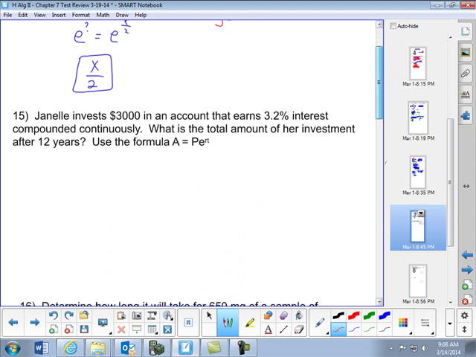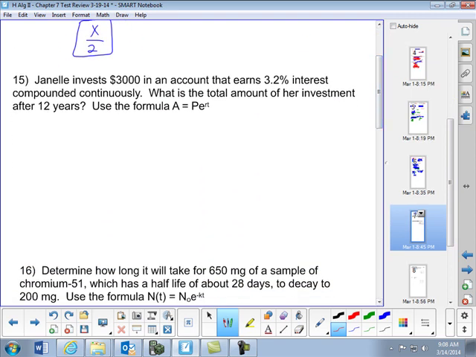All right, so I know I'm jumping all over the place here. Let's go back to 15. It says Janelle wants to invest $3,000 in an account that earns 3.2% interest. Now, guys, this is 12 years. Remember that rule: even if you have a really good interest rate, it takes about 15 years to double your money. So if you get some huge number here, then you have done something wrong.